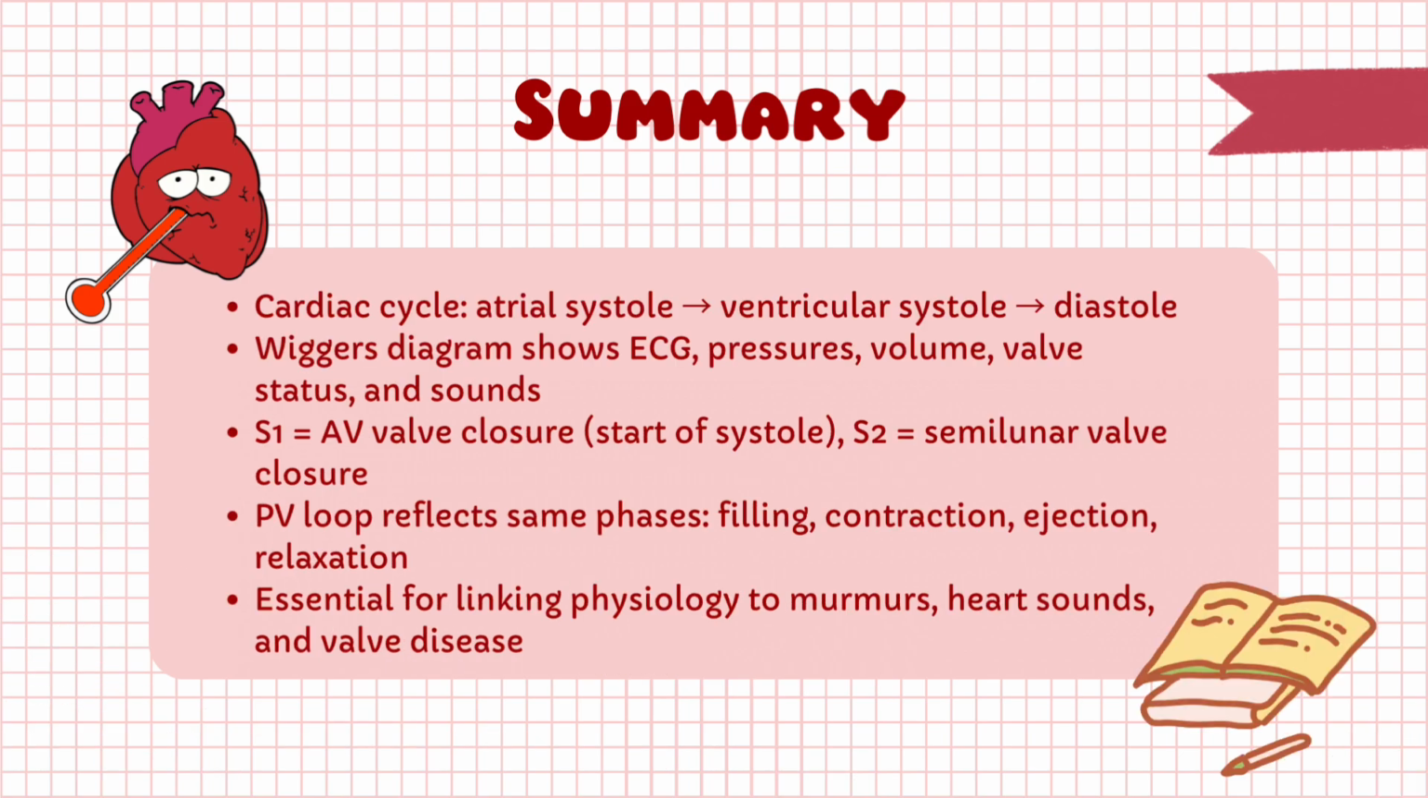Let's summarize. The cardiac cycle is made up of atrial systole, ventricular systole, and diastole. The Wiggers diagram combines electrical, pressure, and volume changes in one timeline. S1 marks AV valve closure and the start of systole. S2 marks semilunar valve closure and the start of diastole. Pressure-volume loops reflect the same phases in a different view, and clinically, this understanding helps localize murmurs and interpret heart sounds.